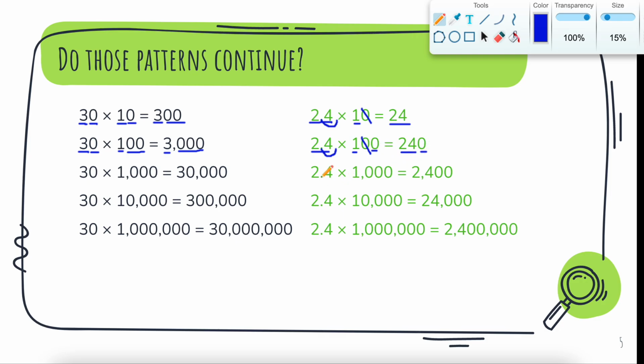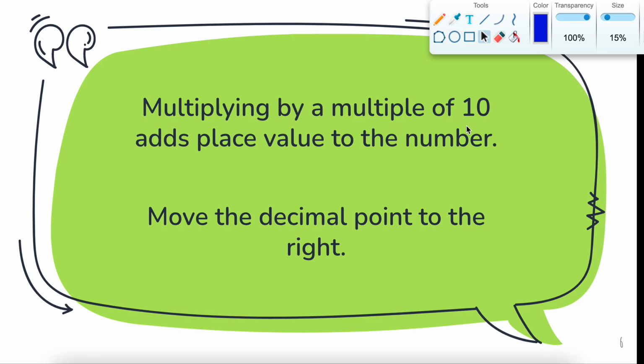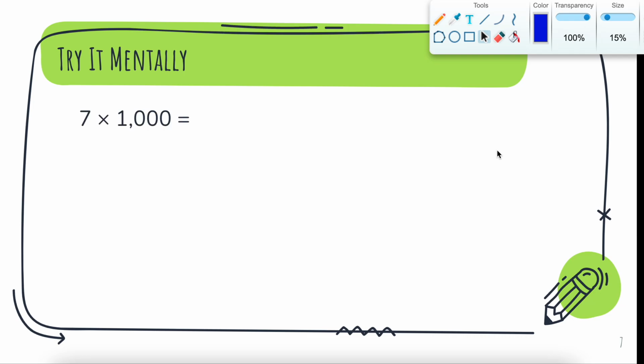I'll show you one more. If I move this decimal back to make this a whole number, that uses up 1 zero. So now I have 2 zeros remaining to make my product 2,400. So if we use those patterns now, that pattern again is that multiplying by a multiple of 10 adds place value to the number, and it moves the decimal point to the right. So I know that if I need to do 7 times 1,000, I can just do 7 times 1 is 7, and I have 3 zeros to add on to make this 7,000.